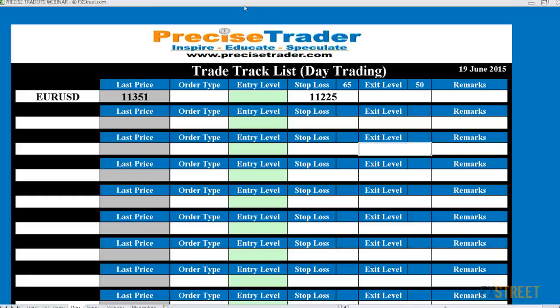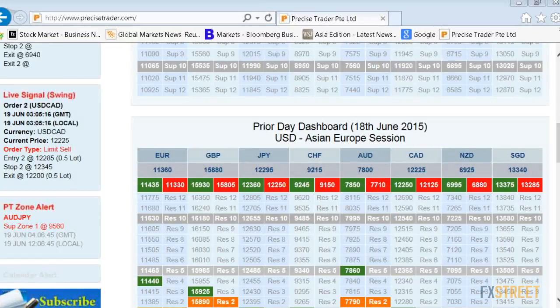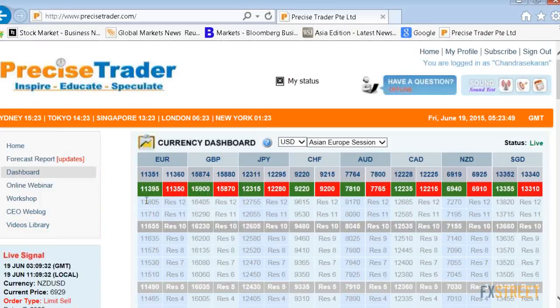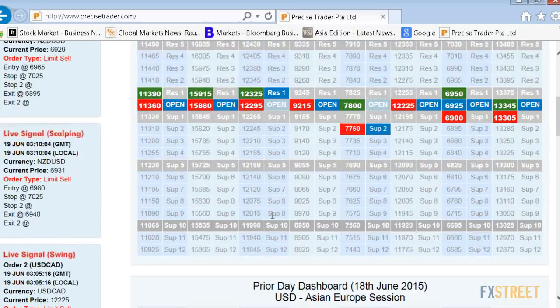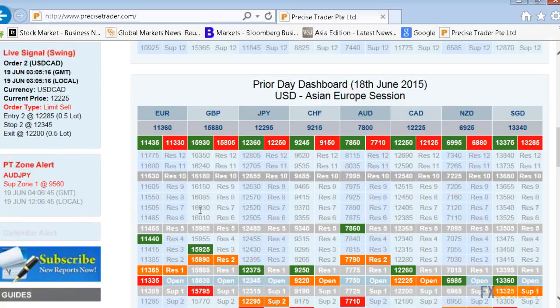Now where is my entry? My target. If I'm a day trader, then my target should be, you look at my target. This is current price. This is yesterday's close. This is today's high and today's low. What we need is yesterday's high. You see, yesterday's high is 114.35. So remember, if I'm going to be a day trader, I want to exit before yesterday's high, which is 114.35.